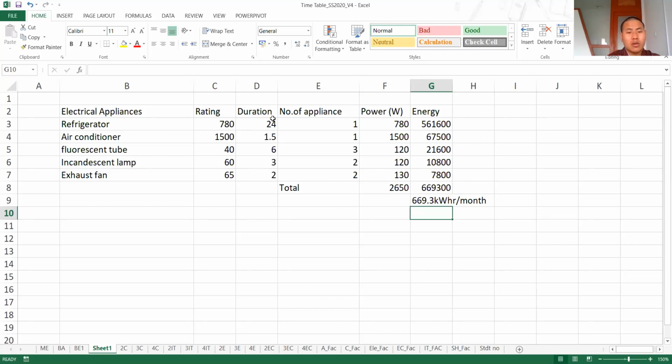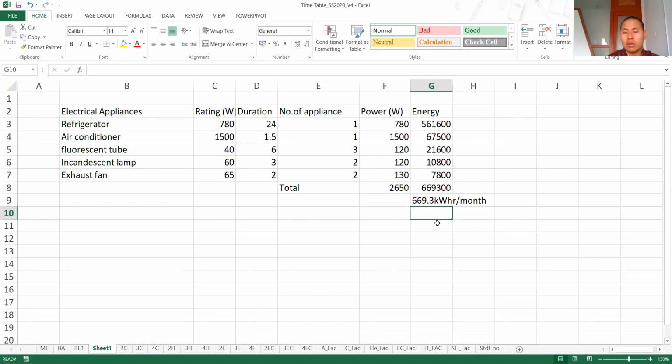So the refrigerator is operating 24 hours, and the rating of the refrigerator is 780 watt. This one is also in watt. If the rating is in watt, we're calculating everything in watt, and at the end we have this much energy consumed in a month.